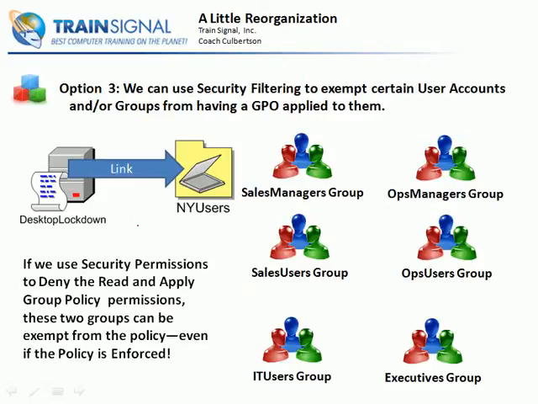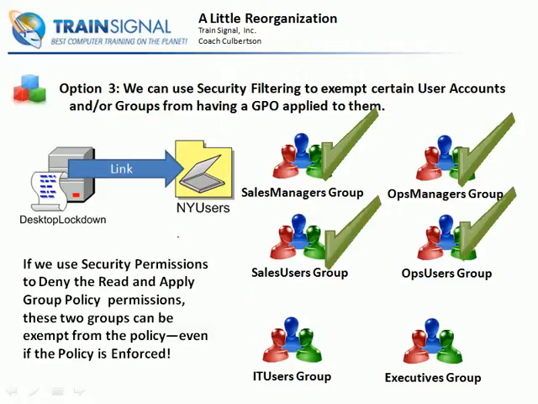Now, our third option is when our user account groups that we were building start to come into play. We can use a technique called security filtering that will actually allow us to exempt certain user accounts and or groups, and most of the time we'll apply it to groups, from having a particular group policy object applied to them. So we can still go ahead and use desktop lockdown and link it to our NY users. And this is going to apply to all the groups that we allow it to be applied to. It gives us a pretty fair amount of control.